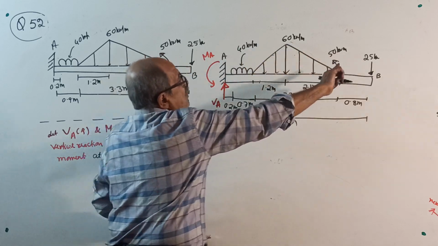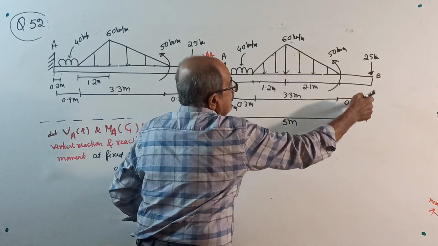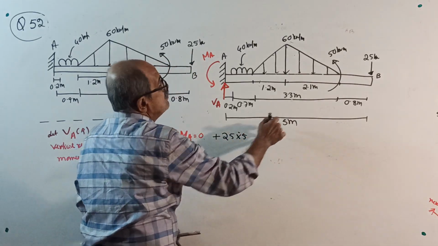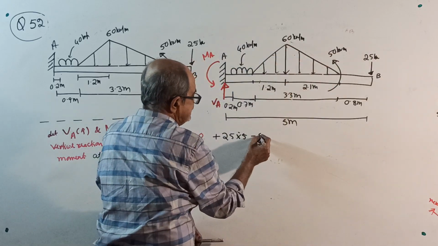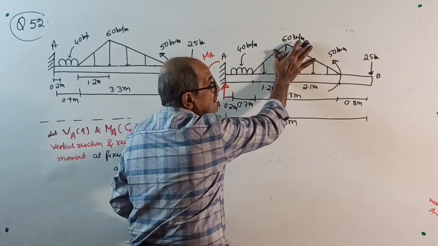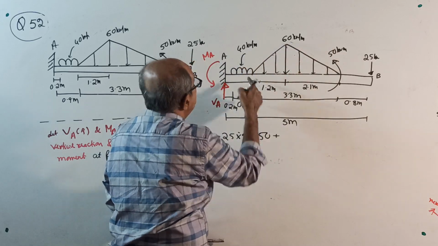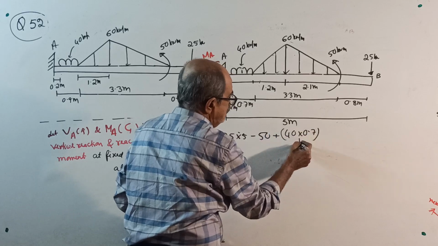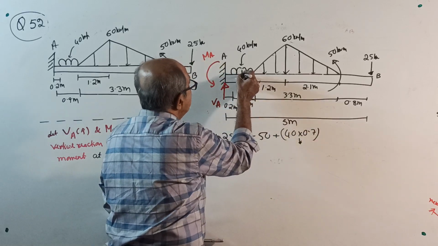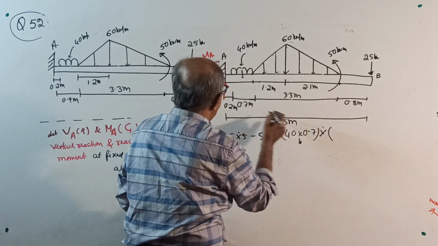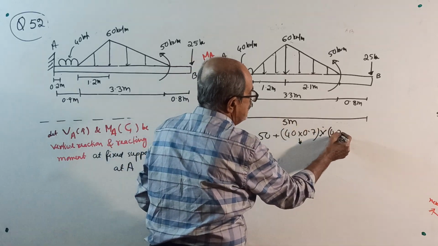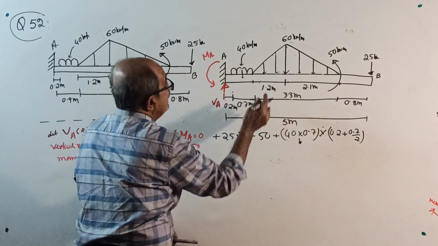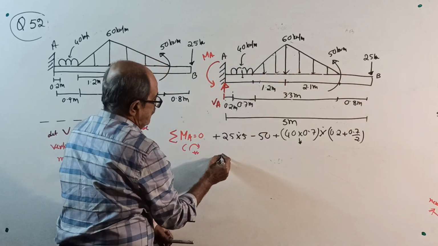Okay, start. 25 into any couple, okay. 25 into 5 plus 25 into 5 minus 50, no distance, minus 50. I will write this last here, plus this UDL. 40 into 0.7 is the total load. The total load is acting here into 0.2 plus 0.7 by 2, 0.2 plus half, then this one plus.